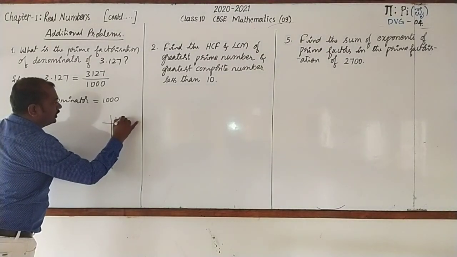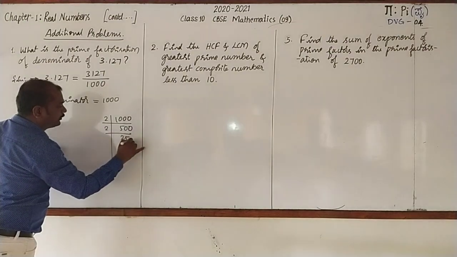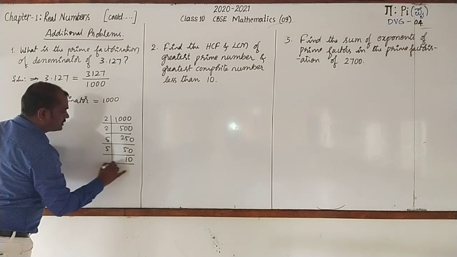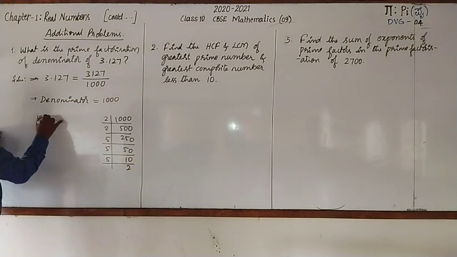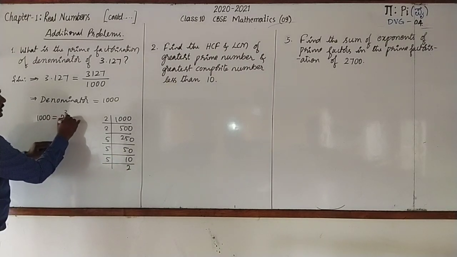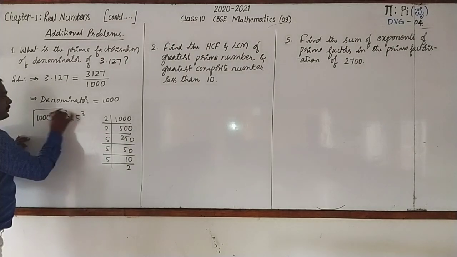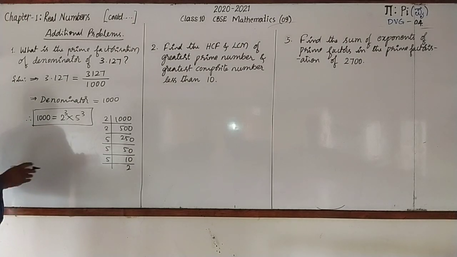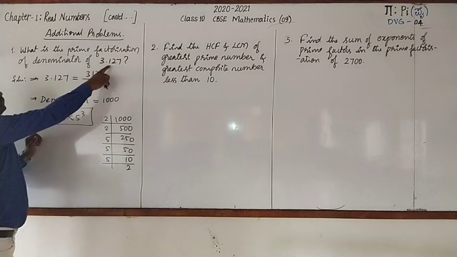1000: 2 500s are 1000, 2 250s are 500, 5 50s are 250, 5 10s are 50, 5 2s are 10. So now we can write 1000 is equal to 2 raised to the power how many times? 3 times, into 5 raised to the power 3 times. This is the prime factorization of the denominator. We won't expect all these steps. You can write it directly. Here only you can come to know.